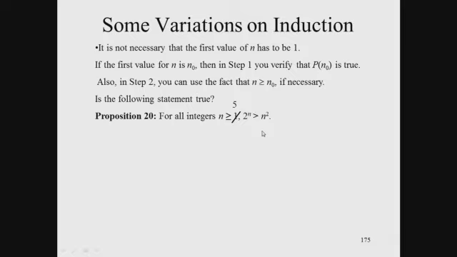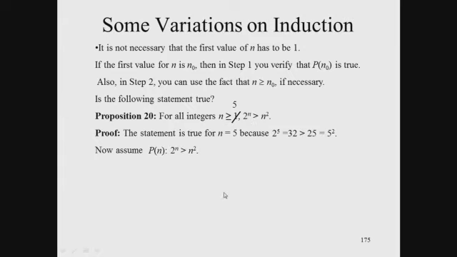So how does induction work? 2 steps. First step, show that the statement is true for the very first value of n, namely 5. The statement is true for n equals 5 because 2 to the 5th is 32, which is bigger than 25, which is 5 squared. That's the first step of induction. The second step of induction is to assume that the statement is true for n. So I should assume what? 2 to the n is greater than n squared. That's correct. And you have to show that P of n plus 1 is true.